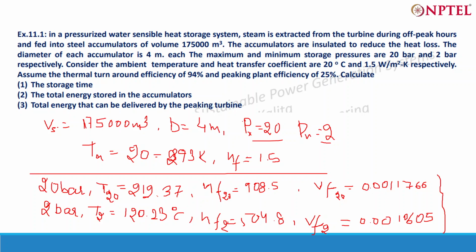Okay, so did you get this question? Okay, let me solve this for you. Now the average density, I'm writing it slowly. Take half of VF20 and VF2, so that comes out to be around 896.43 kg per meter cube.